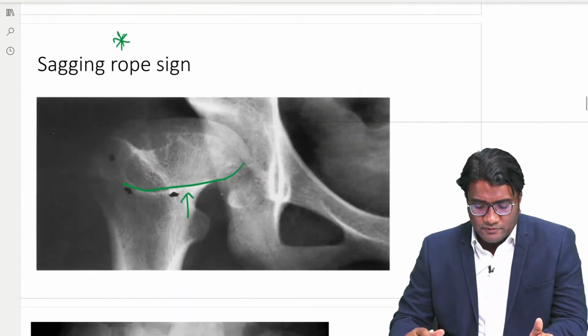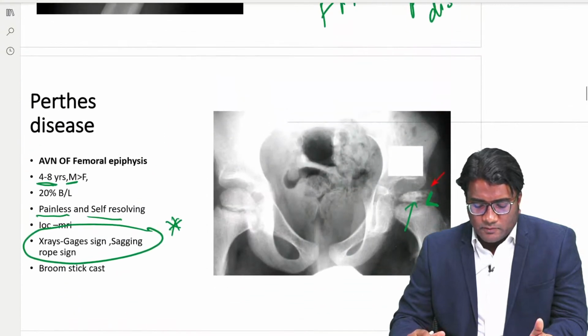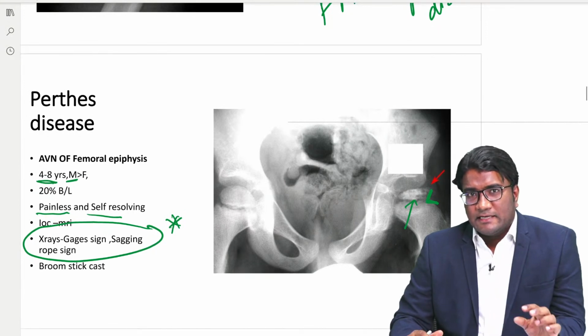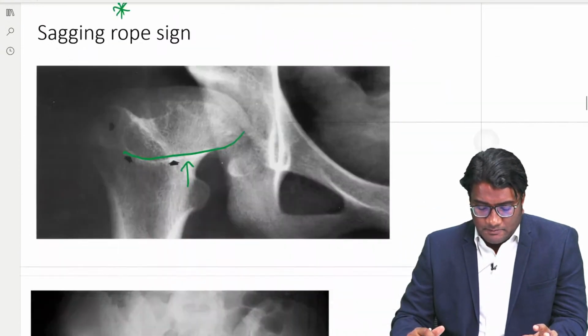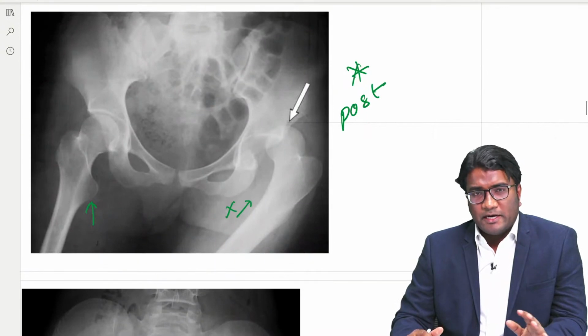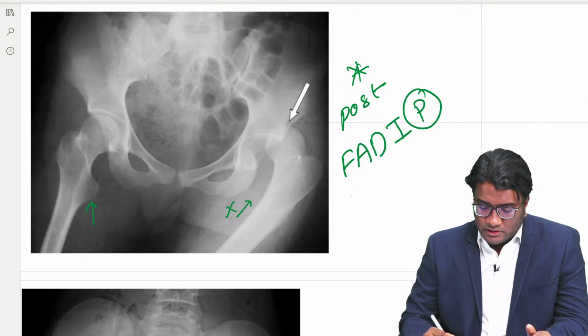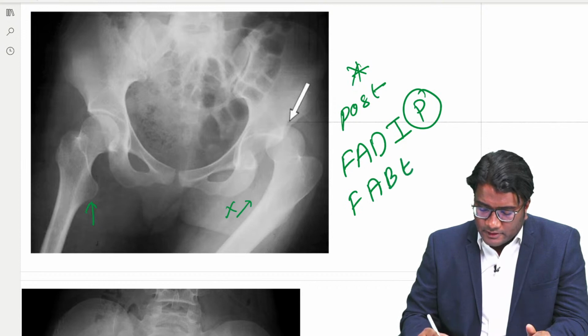So when you are given a hip image, you could be given a simple X-ray without history and all of that. So you have to look at all of these things. One is Perthes, where you see a collapsed and fragmented epiphysis; the Gage's sign and a sagging rope sign may be given. Coming to posterior dislocation or anterior dislocation of the hip, that is simple: FADIP and FABER, right? FADIP for posterior dislocation: flexion, adduction, internal rotation. FABER for anterior dislocation: flexion, abduction and external rotation.